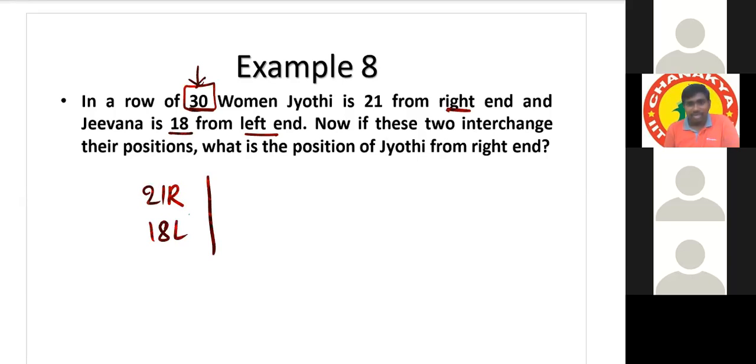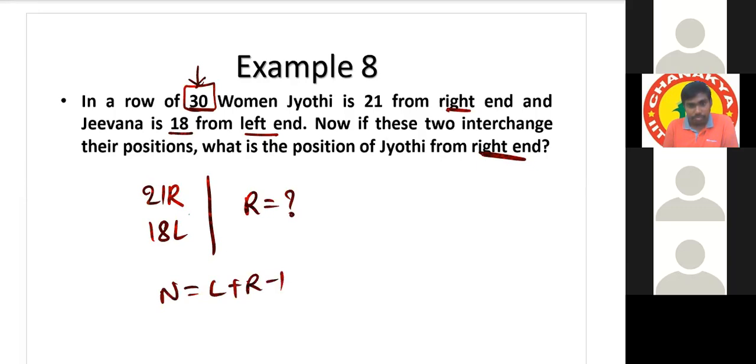What is the position of Jyoti from right hand? Here the question is asking for the reverse number. It is a reverse question of the previous question. Yes or no? Is he asking the right position or left position? The right position. See, here the total number of persons equals left plus right minus 1.